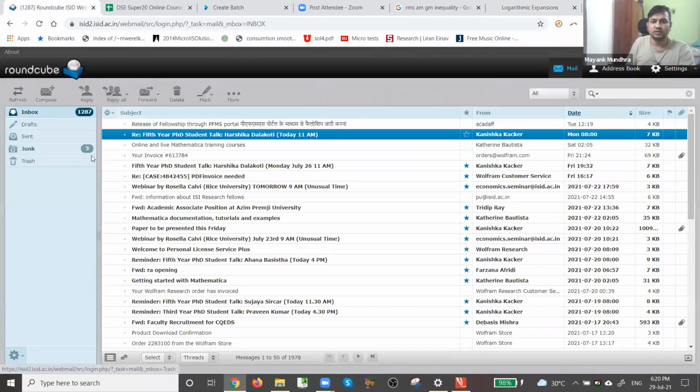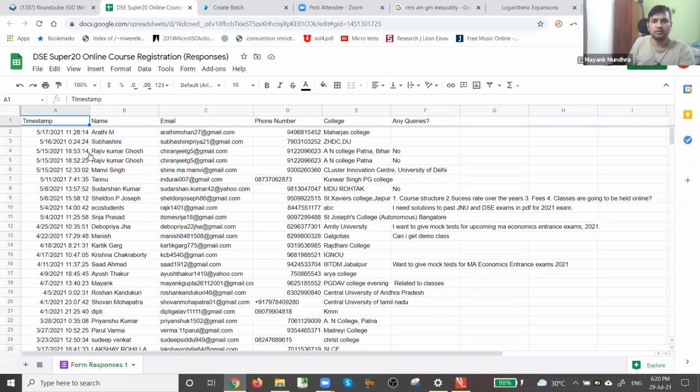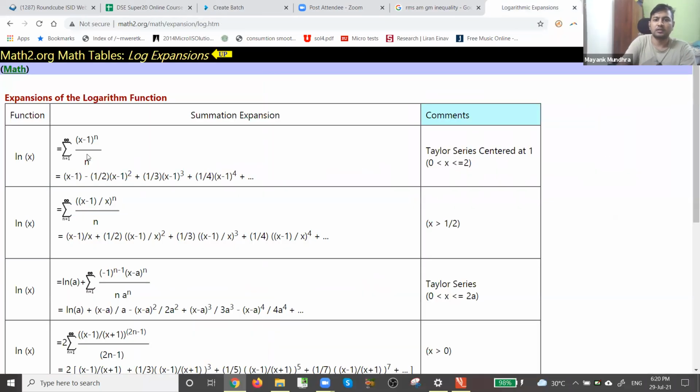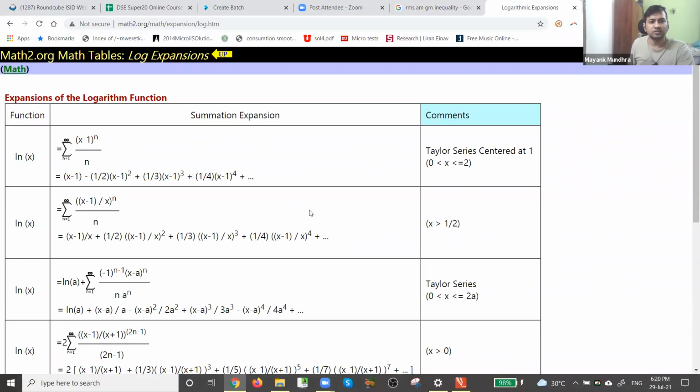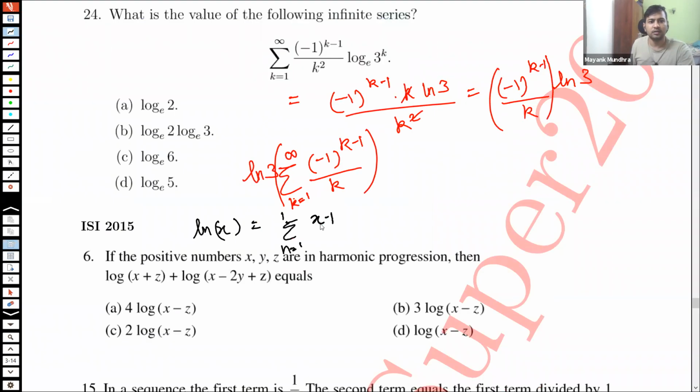Okay, so the expansion for log x is ln x equals summation n equals 1 to infinity of x minus 1 to the power n upon n. Right? Focus on this part.